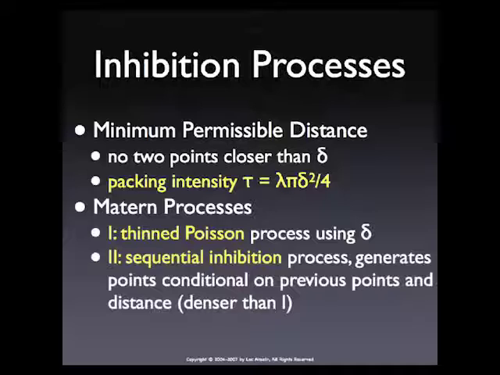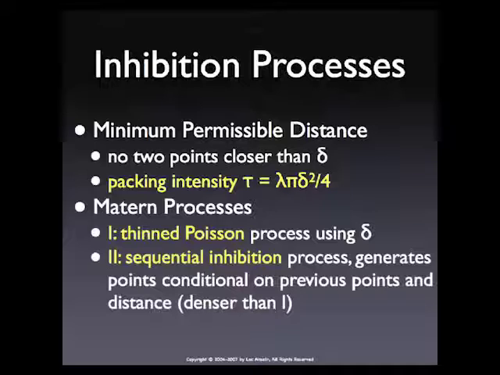And then the other one is what is called a sequential inhibition process, which is where you start with randomly putting a point in the box, and then you put the circle around that point, and you do not locate any other point in that circle. But then you randomly locate another point in what's left of the box, so not in the circle. And so you keep doing this, and of course, as you put in more points, it gets more limited where you can put in points.